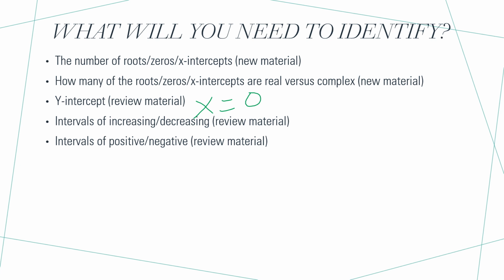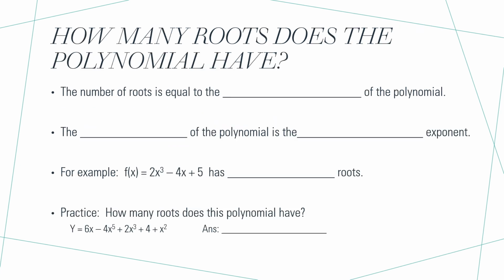That's also review material. End behavior, whether or not it goes up or down at the ends, and you would just simply say what end it is. It is the right end, and then it goes up or it goes down at the right end, and then you'd say the left end, and then whether it goes up or down.